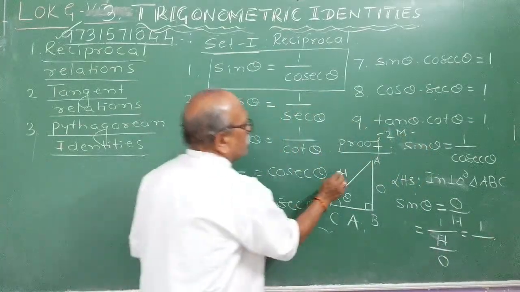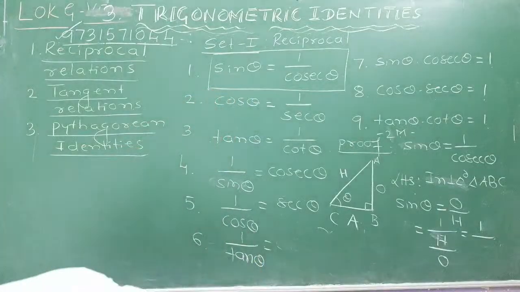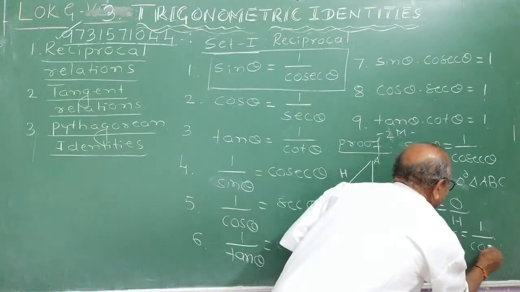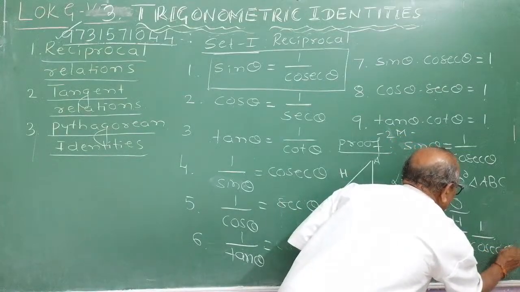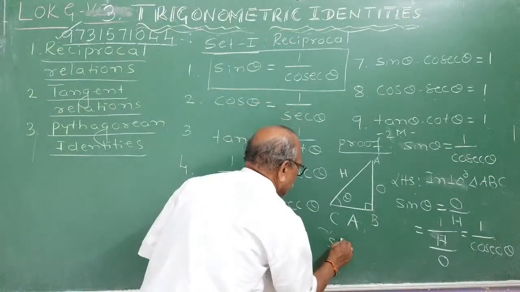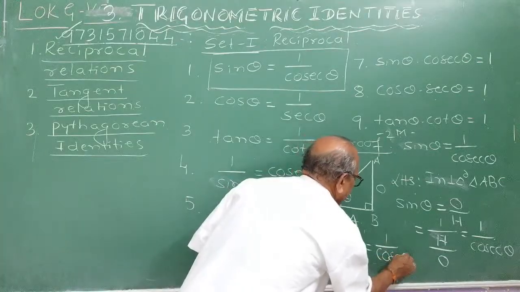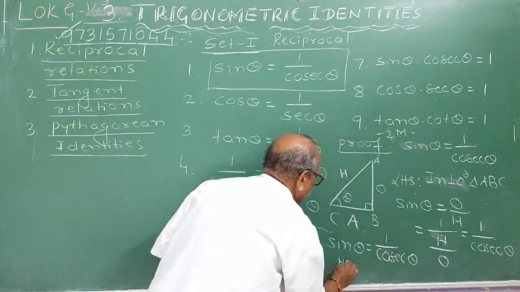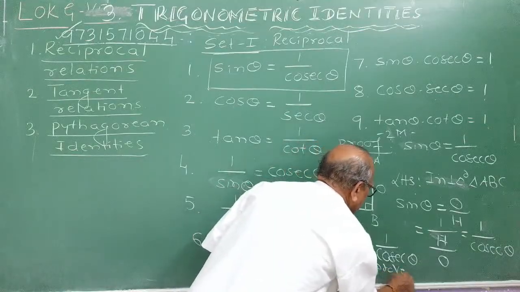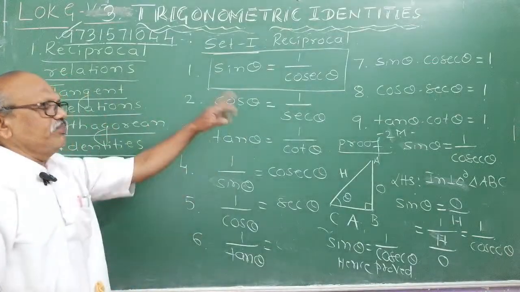Observe here. What is hypotenuse upon opposite? Hypotenuse upon opposite is cosec theta. Hence, you got sin theta is equal to 1 upon cosec theta. Hence, proved. For class 10 students, you can prove like this. I have just shown you one example. All the others can be easily proved.